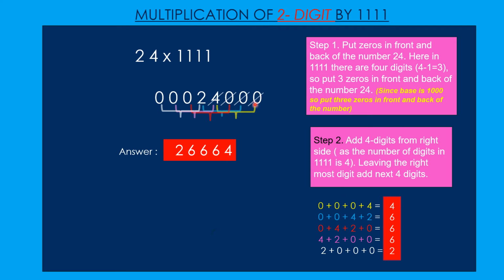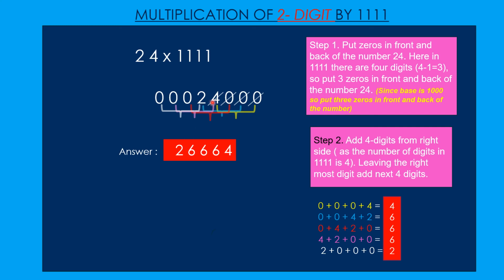Leave this 0 and what are the next 4 numbers? 0 plus 0 plus 4 plus 2 is 6. So just write down 6 in the answer box. And then again you leave the 0. You add 0 plus 4 plus 2 plus 0 is what? 6. Again write down 6 in the answer. And next you add 4 plus 2 plus 0 is 6. So write down 6 in the answer.